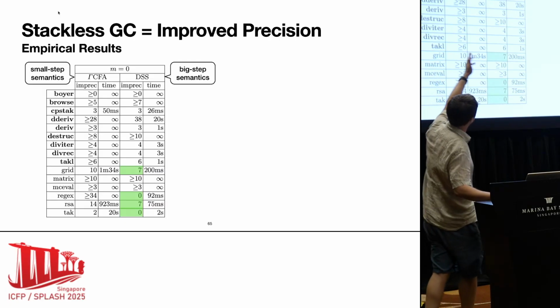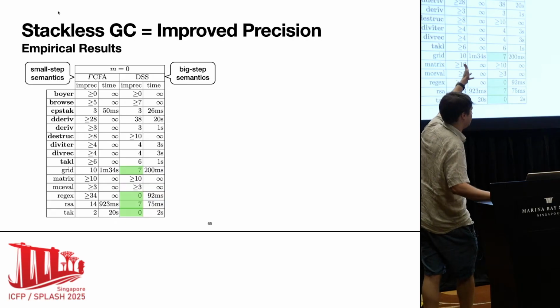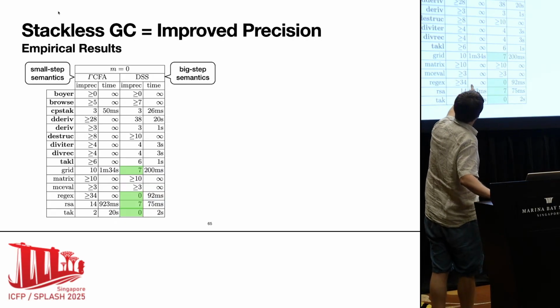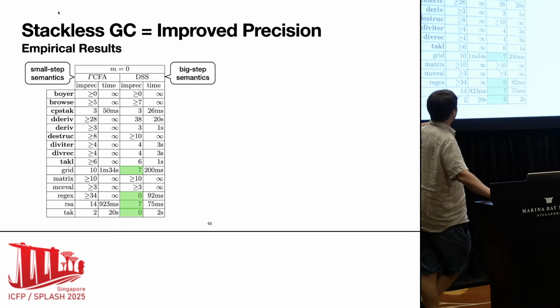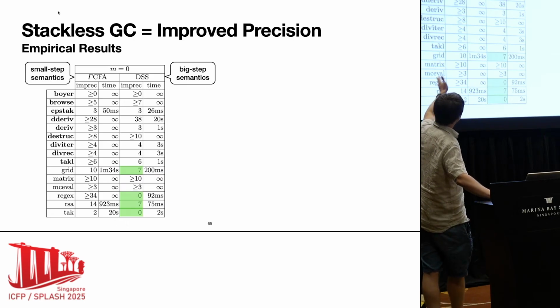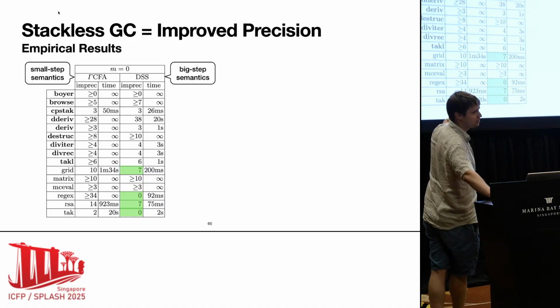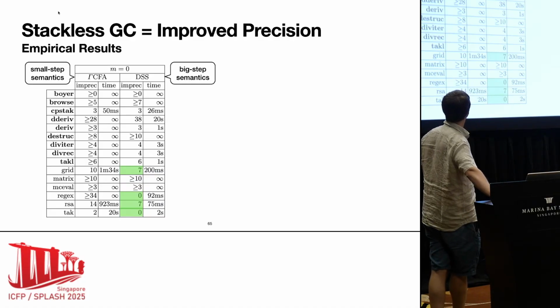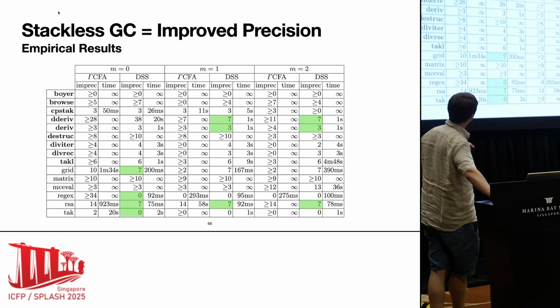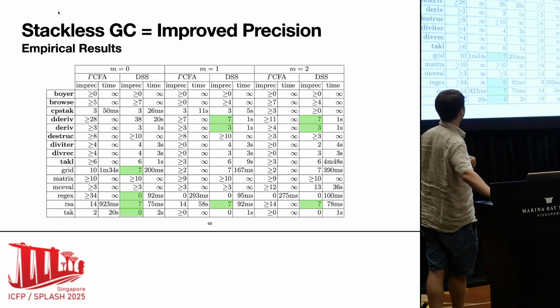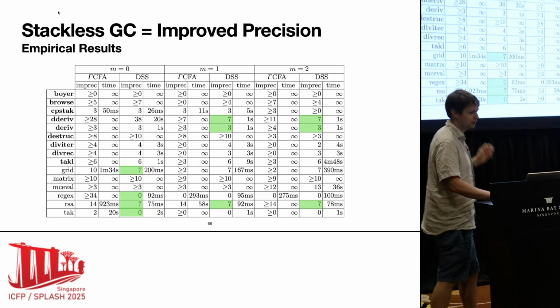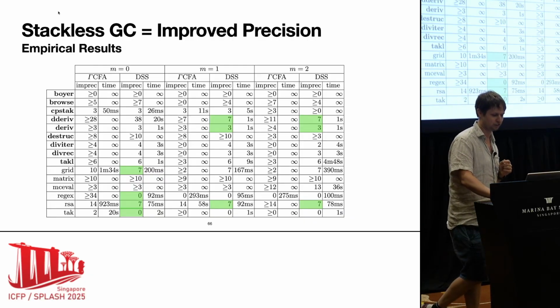We also verified this empirically, and indeed, we look here at the results of a small step abstract interpreter with garbage collection and a big step one with garbage collection at the DSS. If we look at the precision numbers, where lower numbers are better in this column, then we see that we achieve either the same or better precision compared to the existing small step semantics. These results also hold if we increase context sensitivity. You can look at the paper for the full evaluation.